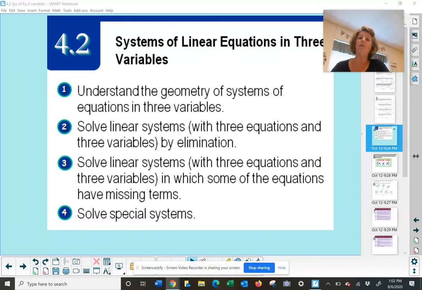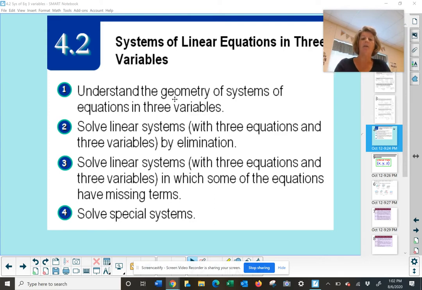Howdy, everyone. We are working on section 4.2 today. This is a system of linear equations, but a little different than what we've been doing. We've been working with two variables and two equations. Today, we're going to make a change and go to three variables, three equations.